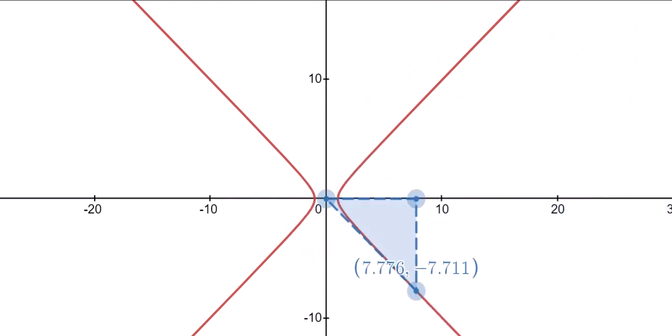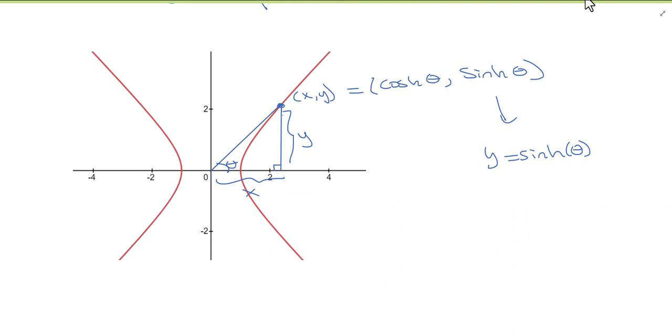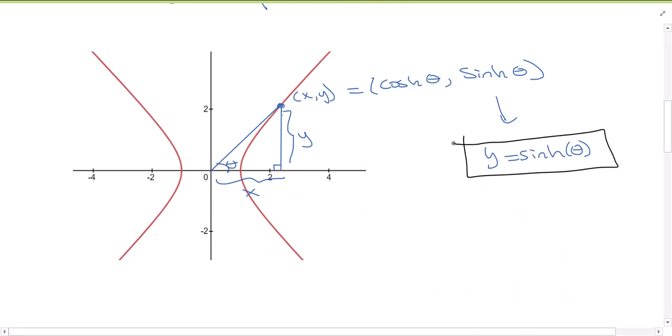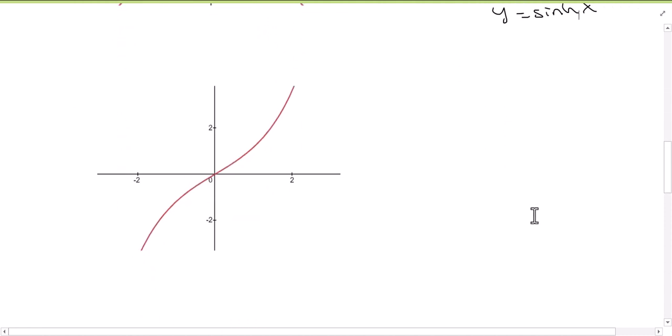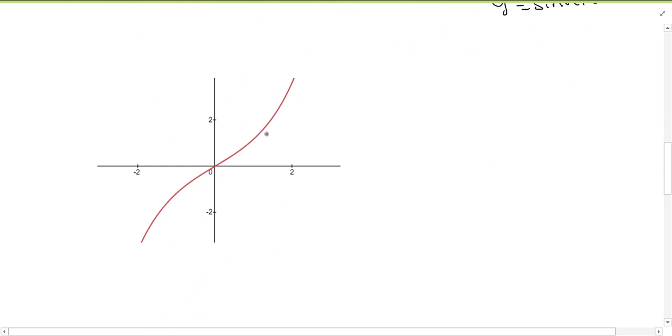sinh. So when we take just the y value of this triangle as we go along the hyperbola, y equals sinh theta, and graph it in the xy plane, then it becomes y equals sinh of x. And this is what the graph will look like. So this is y equals sinh x.